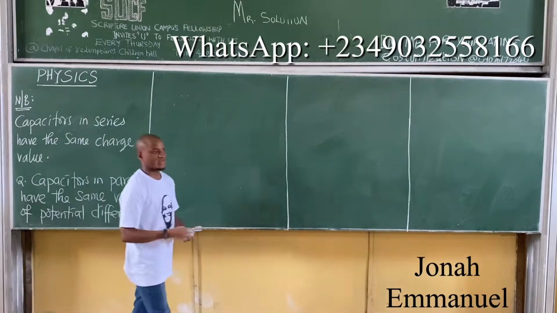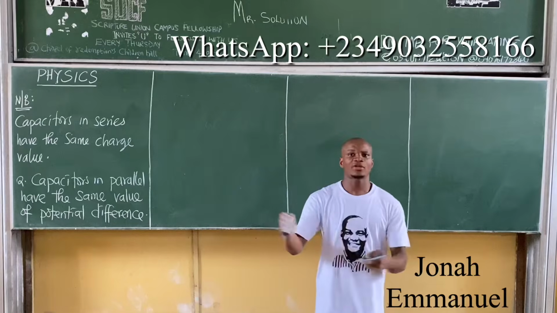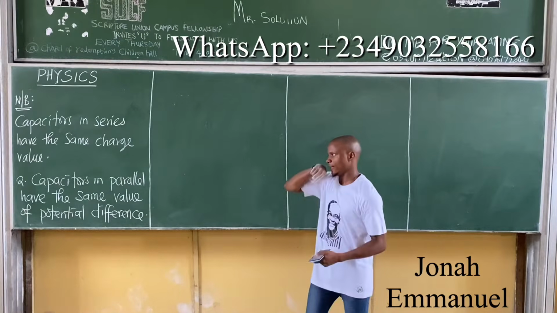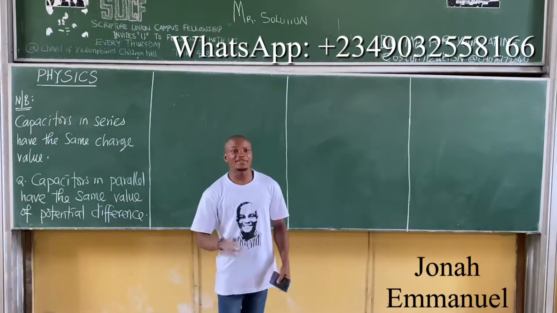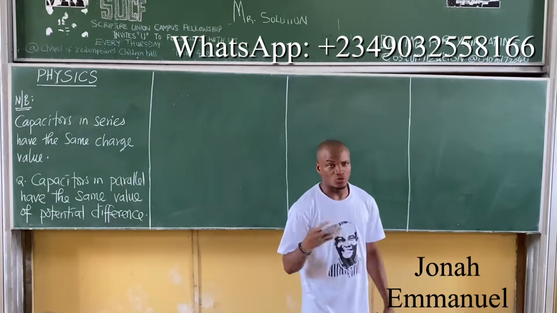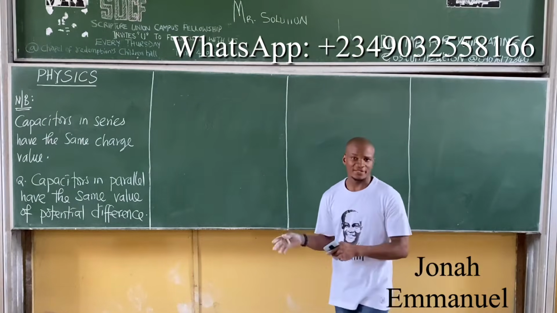Please note these two conditions. We use them in the circuit reduction technique. We need these two identities. Number 1, when capacitors are arranged in series, they have the same charge value. Number 2, when capacitors are arranged in parallel, they have the same potential difference value.